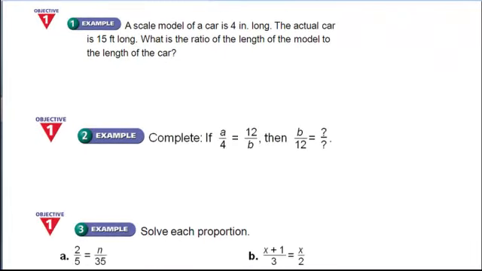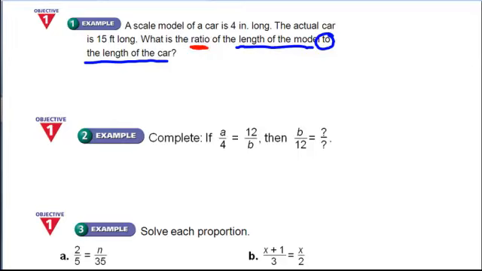Again, you have to read very carefully. So in this case, it says a scale model of a car is 4 inches long. The actual car is 15 feet long. And look what they want. They want the ratio. This means I need two numbers only. And again, read carefully. Ratio of what? Length of the model to length of the car. So I'm going to put it in that exact order. Model to car.